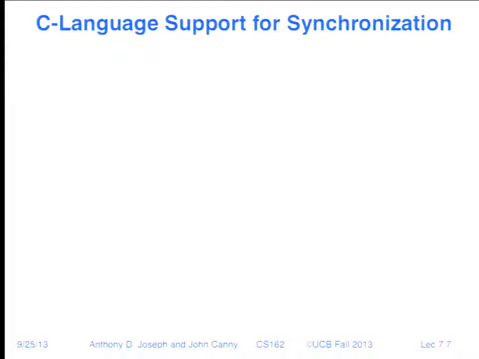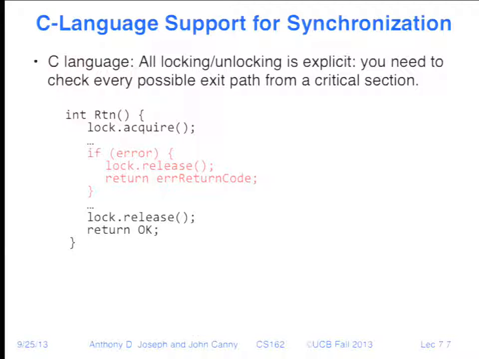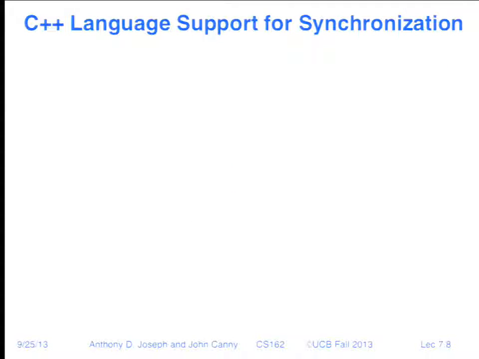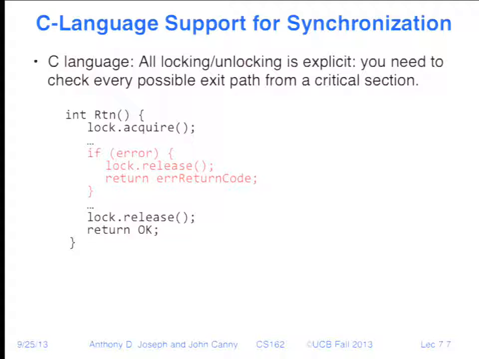All right, so next topic is language support for synchronization. So locks have been in the C language since the beginning. And a lock in C is a very simple object. You can acquire it and release it. And that means that you're responsible for taking care of all of the exceptional conditions that might occur.